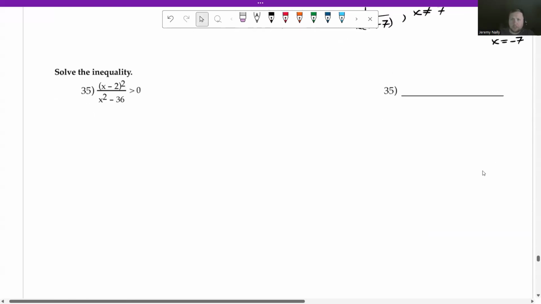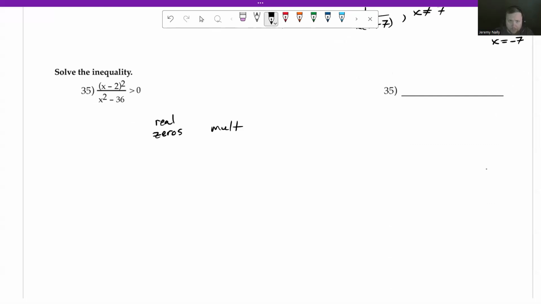Okay, solve the inequality. All right, so we have real zeros, and then their multiplicities. So I see we just have one real zero of positive 2 that has a multiplicity of 2. Then we want to figure out where it's undefined and what the multiplicity of that is. So call this f of x.